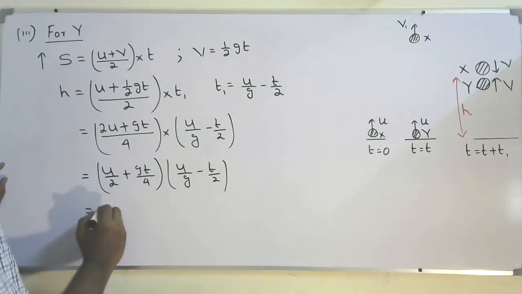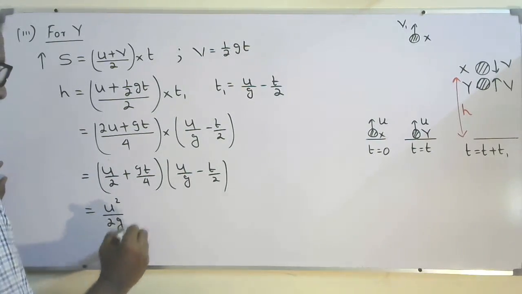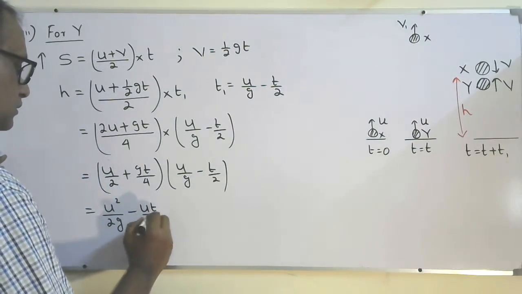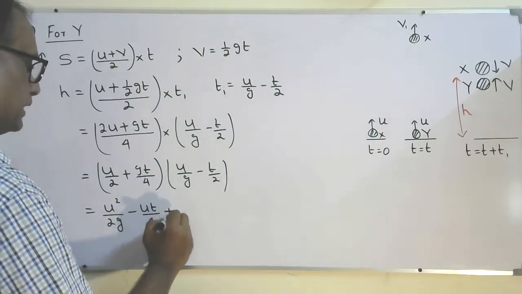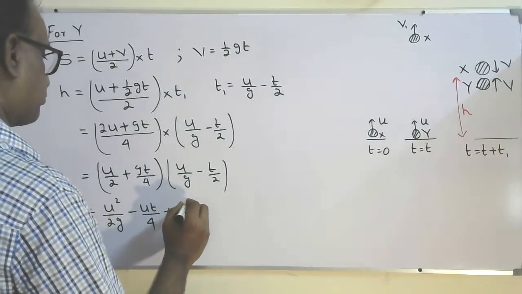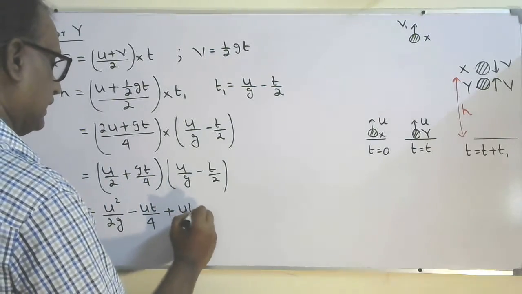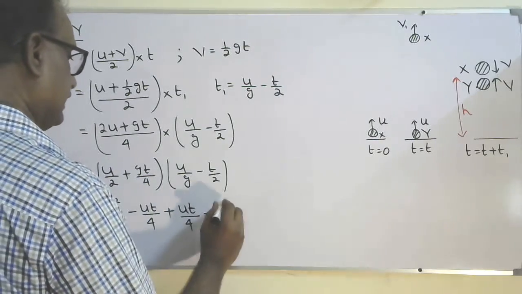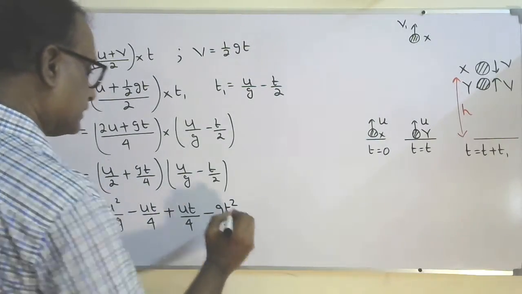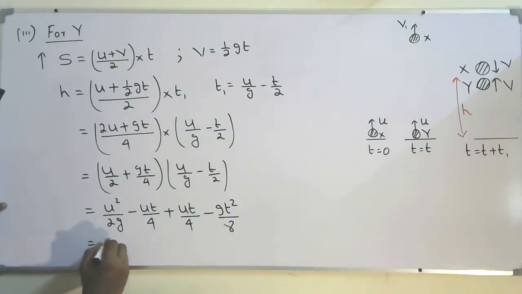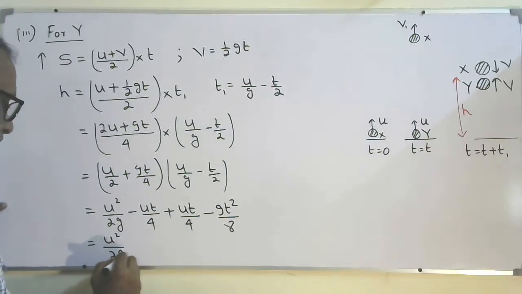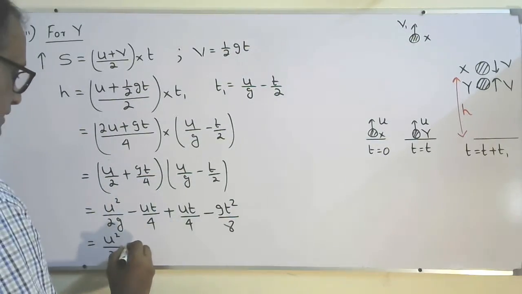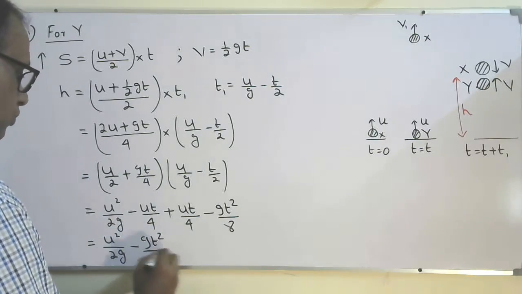Okay, so multiply: u squared over 2g, minus ut by 4. This will be plus, g and g will get cancelled, ut over 4, minus gt squared over 8. So solve it. It will be u squared over 2g. The ut by 4 terms will get cancelled, minus gt squared over 8.